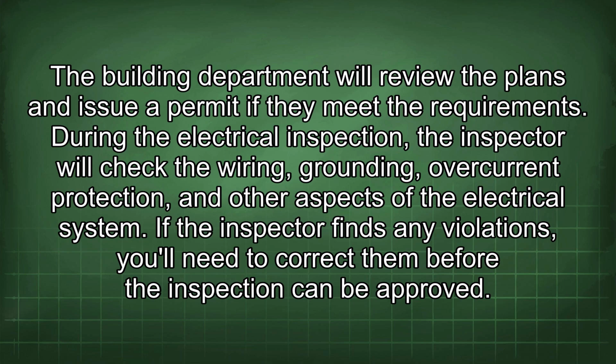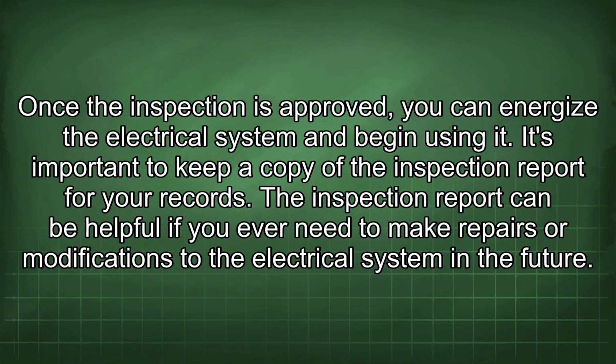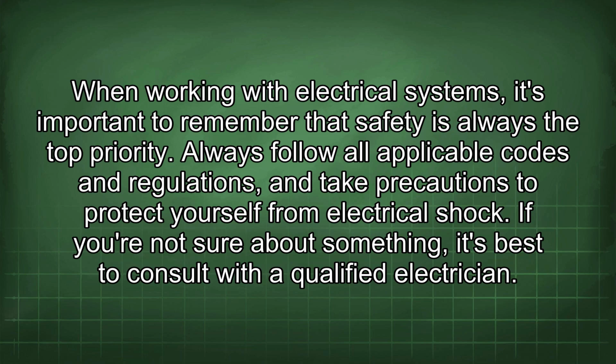During the electrical inspection, the inspector will check the wiring, grounding, overcurrent protection, and other aspects of the electrical system. If the inspector finds any violations, you'll need to correct them before the inspection can be approved. Once the inspection is approved, you can energize the electrical system and begin using it. It's important to keep a copy of the inspection report for your records. The inspection report can be helpful if you ever need to make repairs or modifications to the electrical system in the future.